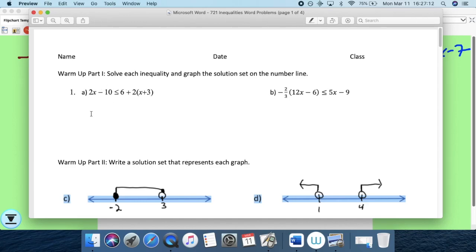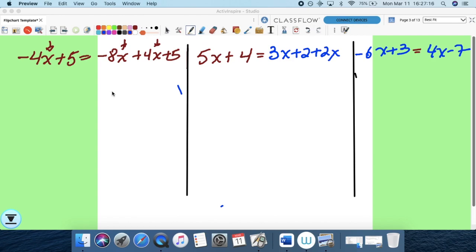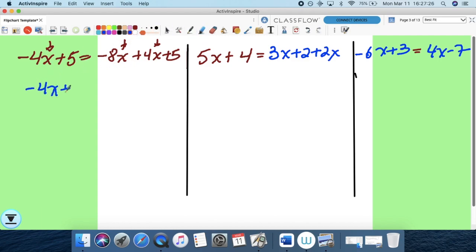A few things that are going to help you with this question here, 1a. So let's go back one topic and go back to equations. Let's look at the first one here. Let me simplify this a little bit. We get negative 4x plus 5, negative 8x, and 4x is negative 4x plus 5.